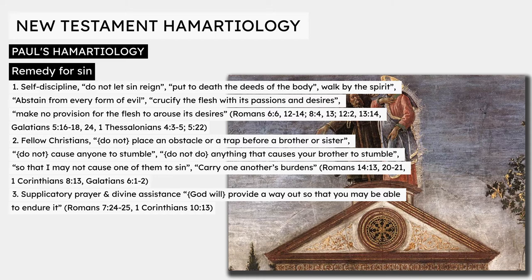Since he knows humans can also cause others to sin, and even Christians can cause their brothers and sisters in Christ to sin, he likewise urges Christians not to place an obstacle or a trap before a brother or sister, not to cause anyone to stumble, not to do anything that causes your brother to stumble, and not to cause one of them to sin, in Romans 14, verses 13, 20 to 21, and 1 Corinthians 8, 13. Additionally, he says that strong Christians, when they find a weaker Christian has been overcome by a sin, should support them. Carry one another's burdens, he says, in Galatians 6, verses 1 to 2, taking care lest they also are tempted and fall into sin.